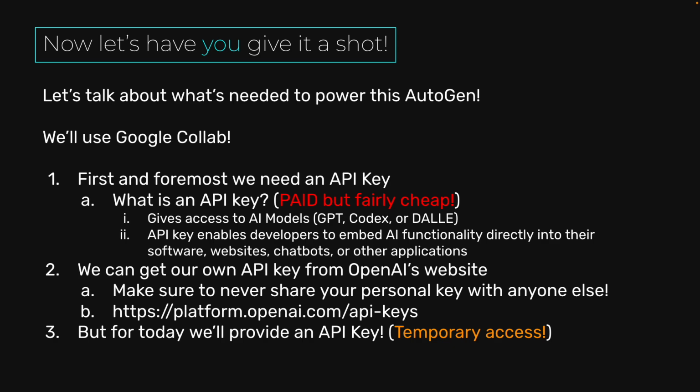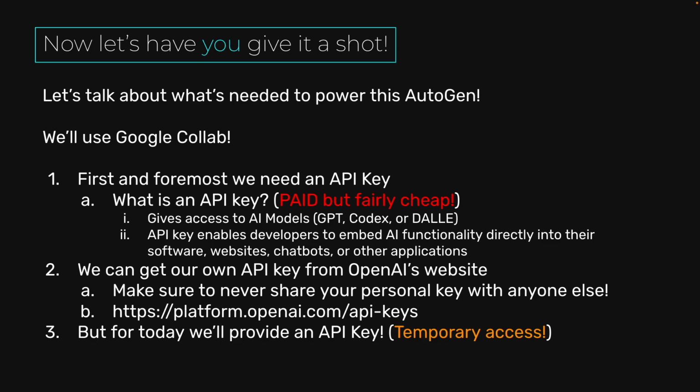what is an API key? Let's talk about that first. You have to pay for credits, and that gives you access to the AI models that they have, like GPT Codex, which is the coding one, and DALL-E, the image generation. Basically, what an API key does is let you use OpenAI's models, and you can do what you want with them.